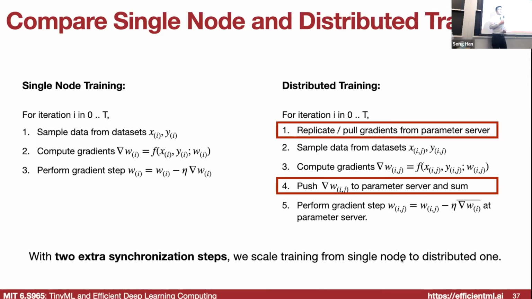For distributed training scenario, we added 2 lines. So for each worker, we have to first pull the weights from the parameter server, and then sample the data from the data set, compute the gradients using its own local copy of the weight, and then push the gradients to the parameter server.